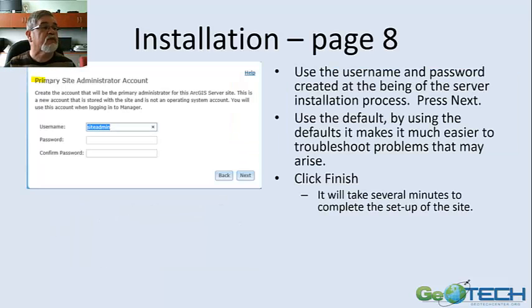So you're going to again create a primary site administrator account. This could be the same as what you already created, but I suggest making it actually different. So this is your third set of usernames and passwords: one to log into the machine, one to get started, and then this username and password as your site administrator account. Once you've got that done, you go through the next screens, and eventually you'll get to a point where you click finish. It's probably going to take several minutes after you do this to make sure it all happens.